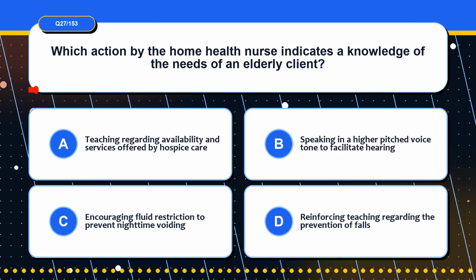Question 27. Which action by the home health nurse indicates a knowledge of the needs of an elderly client? Here are the options. Option A. Teaching regarding availability and services offered by hospice care. Option B. Speaking in a higher-pitched voice tone to facilitate hearing. Option C. Encouraging fluid restriction to prevent nighttime voiding. Option D. Reinforcing teaching regarding the prevention of falls.